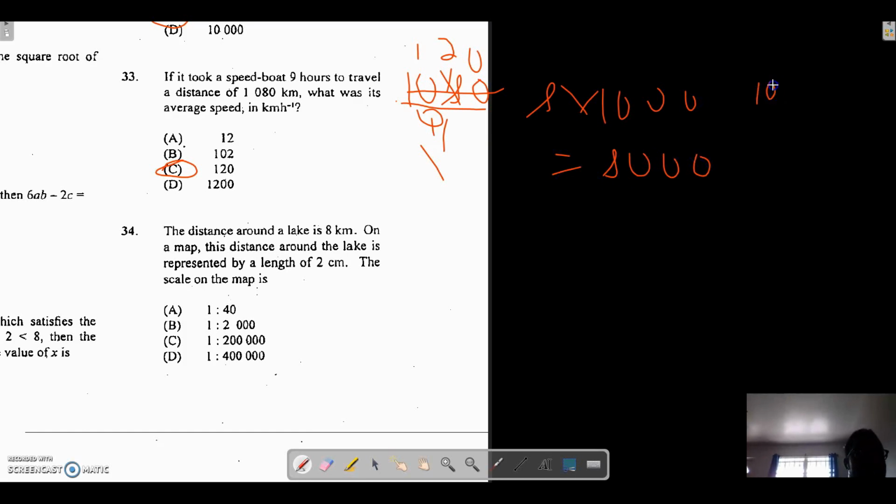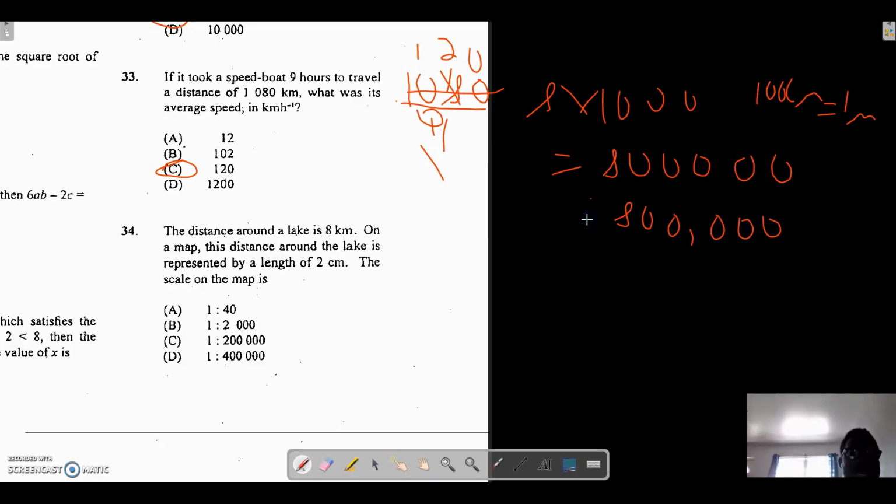Now 100 centimeters is equal to 1 meter. So to get this in terms of centimeters, I would have to multiply by a further 100, which means that I just add 2 zeros. So this value is 800,000. Right? That's 800,000 centimeters. On a map, that is 2 centimeters. So it's 2 to 800,000.